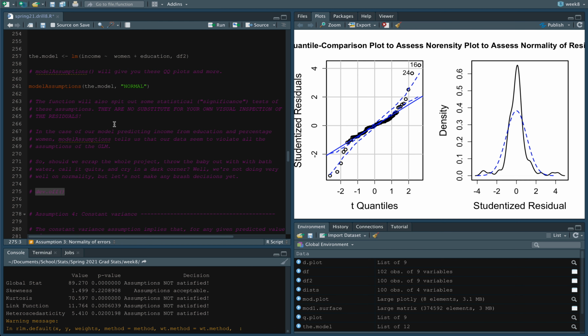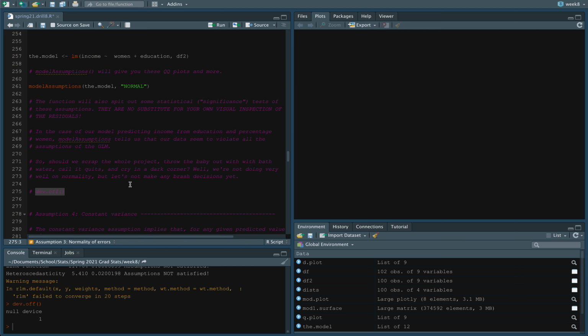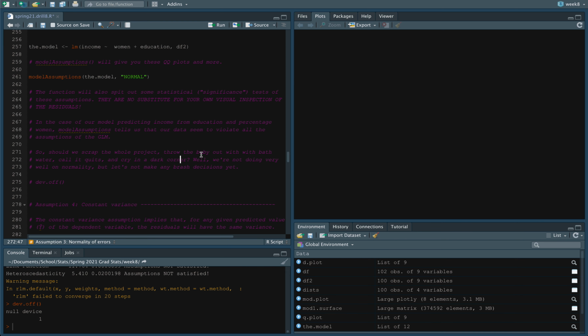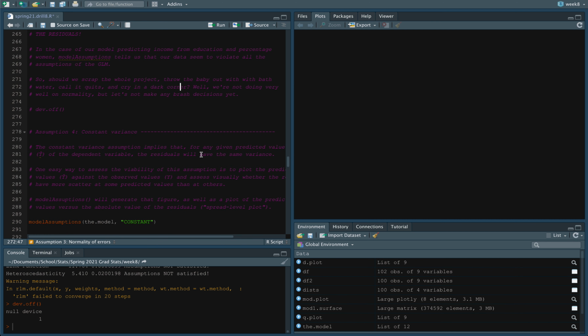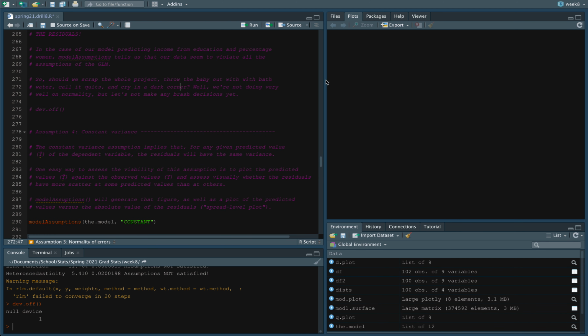But it's not quite time to just throw out the baby with the bathwater and call it quits. There are some problems with normality, but we don't have to jump to any conclusions just yet. We can do things to salvage it.